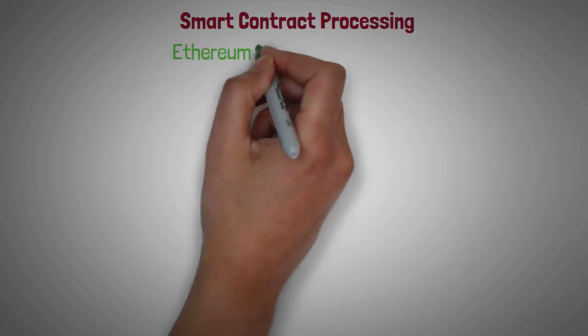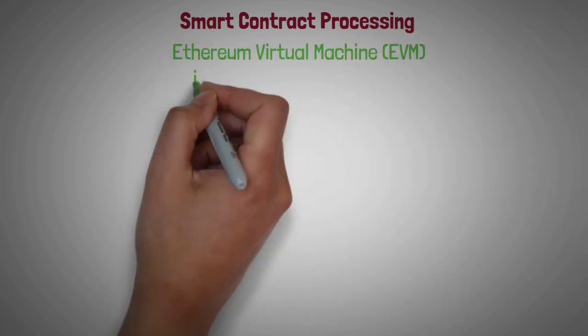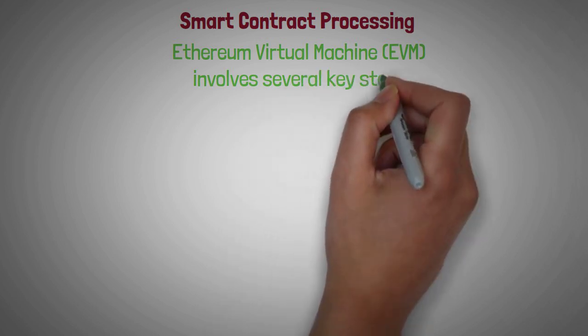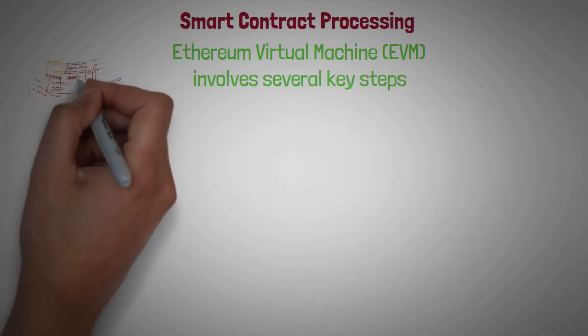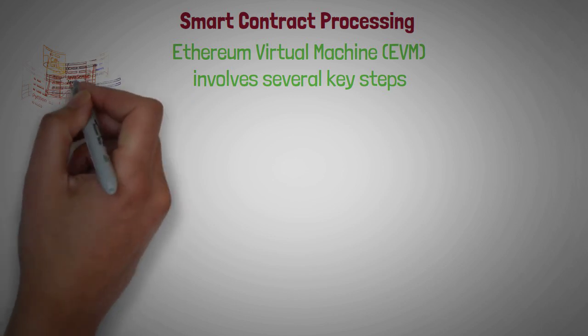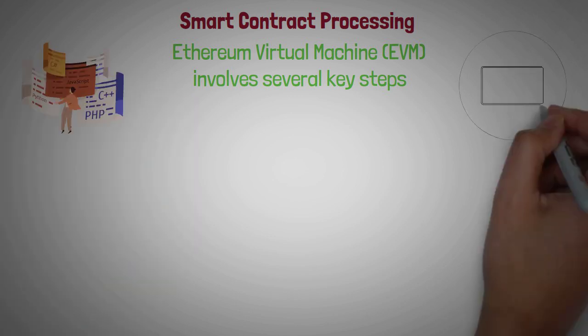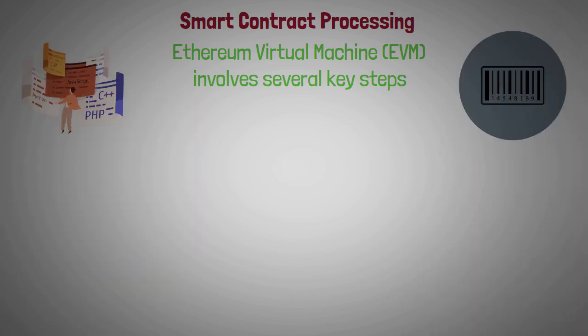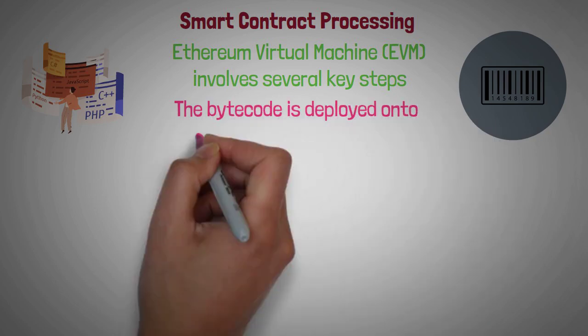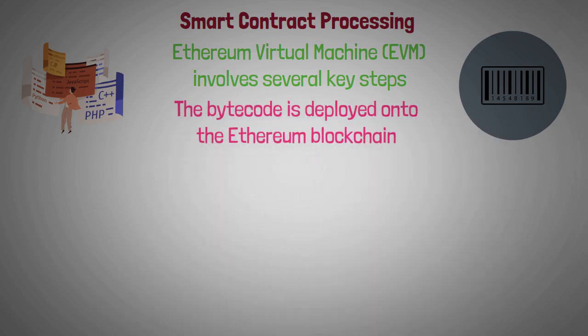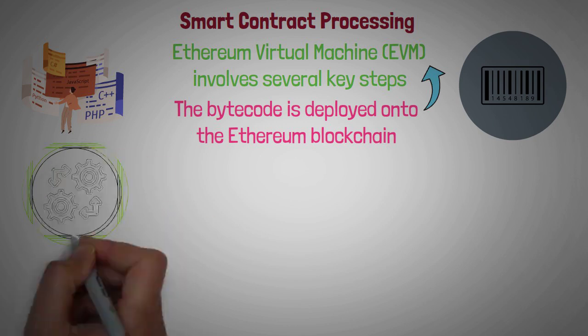Smart contract processing. Smart contract processing on the Ethereum Virtual Machine, EVM, involves several key steps. First, developers write smart contracts in high-level languages like Solidity, which are then compiled into bytecode, a low-level, machine-readable format. The bytecode is deployed onto the Ethereum blockchain, where it is stored in the EVM state. When a transaction interacts with a smart contract, the EVM retrieves the bytecode and executes it.